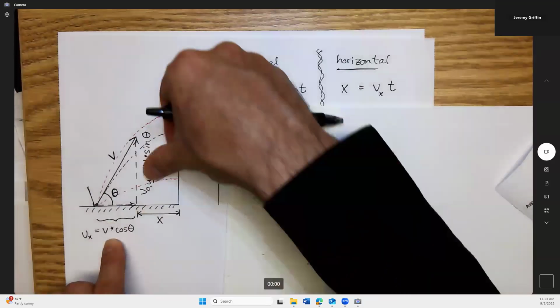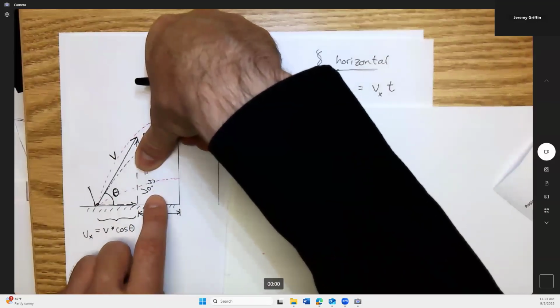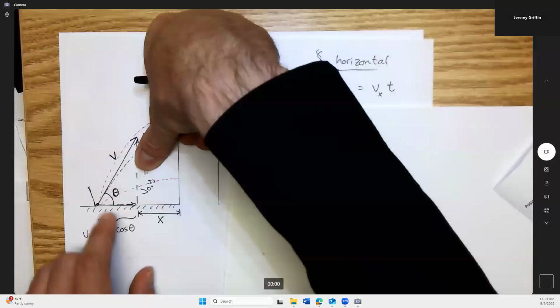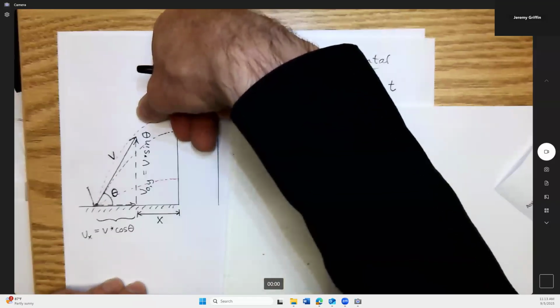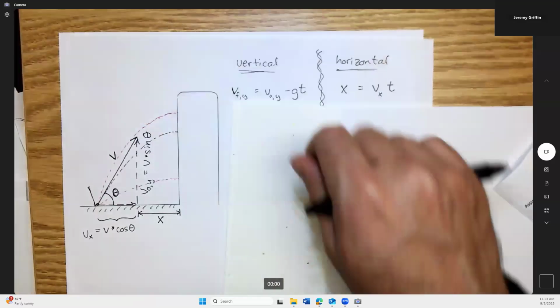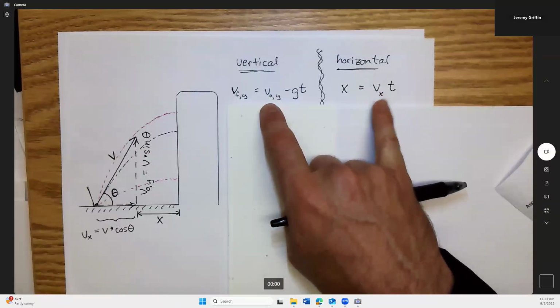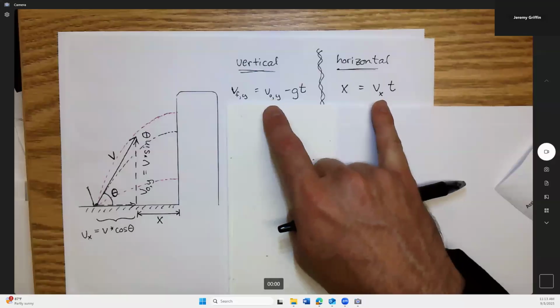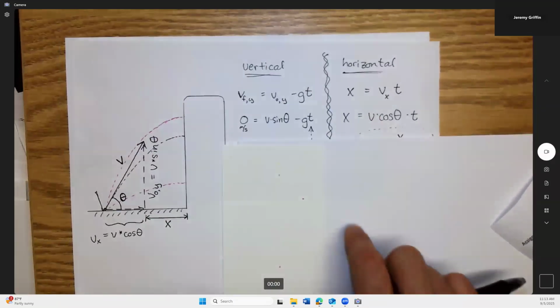Right? And what about this one over here? V initial in the y direction. Guys, initially in the y direction is equal to v times what? Sine theta. Okay? Could that go in right here and right here? The cosine component and the sine component? Is that okay? And that gives you expressions that look like this.